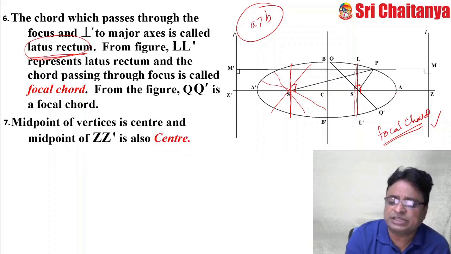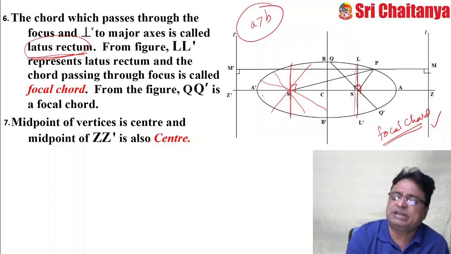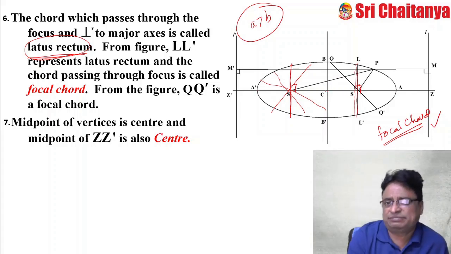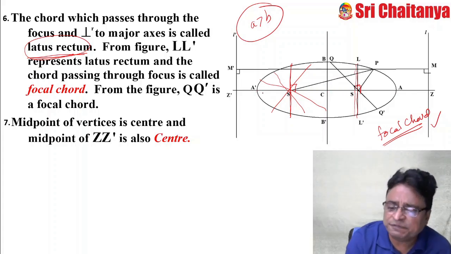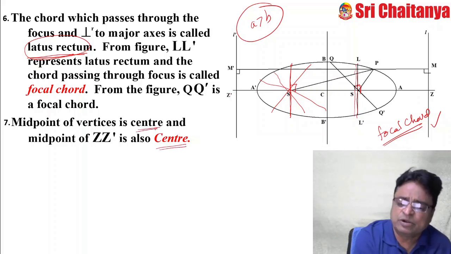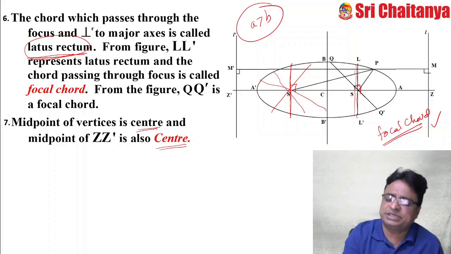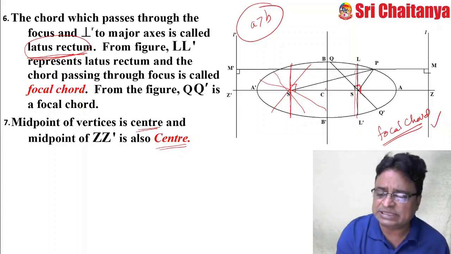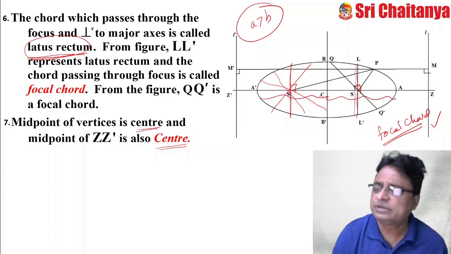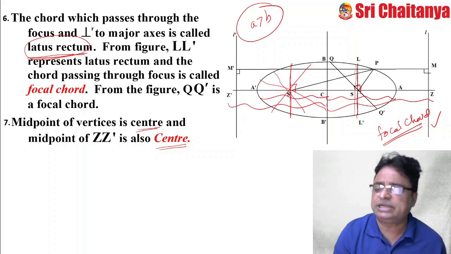I already told you what A and A dash are, and that they are called vertices. The midpoint of A and A dash is also called the center, and the midpoint of Z and Z dash is also called the center. There are two definitions for center. One is the midpoint of A and A dash, so CA is equal to CA dash. This distance is equal to this distance, and CZ dash is equal to CZ.